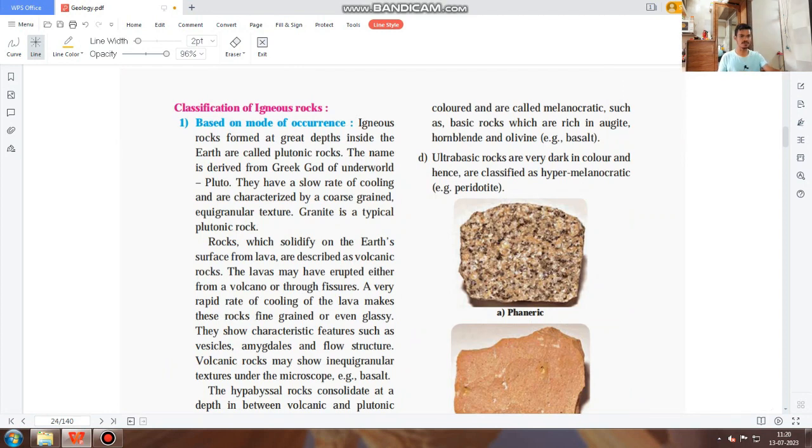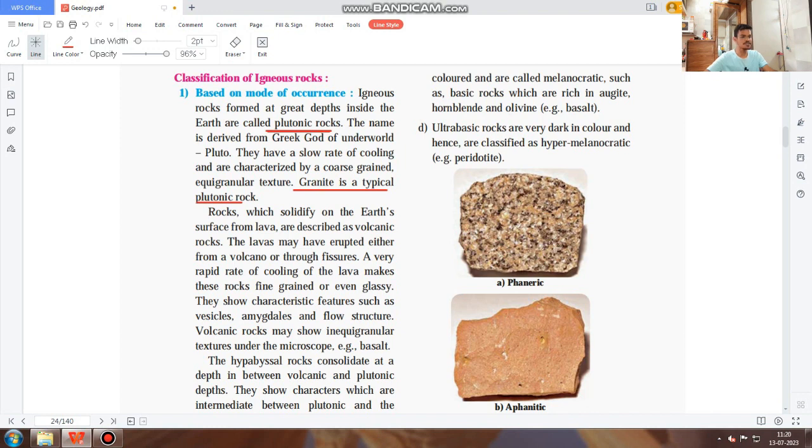Classification of igneous rocks. Igneous rocks that are formed at great depth inside the earth, below the surface, are called plutonic, as I told you. This is where the term is derived from. An example of plutonic is granite.